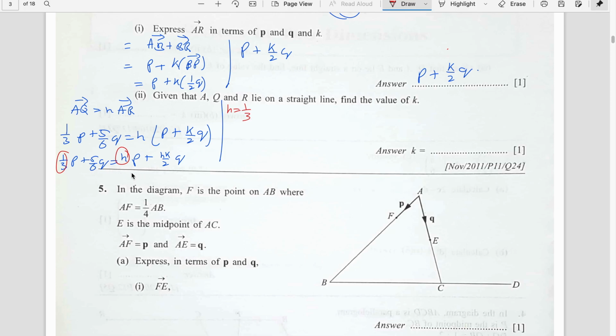And then compare the coefficients, the scalars of Q. So this is 5 by 6. 5 by 6 is equal to H, which was 1 by 3, into K by 2. So solving for K, 3 times 2 is 6. So you get rid of this, and K is equal to 5.